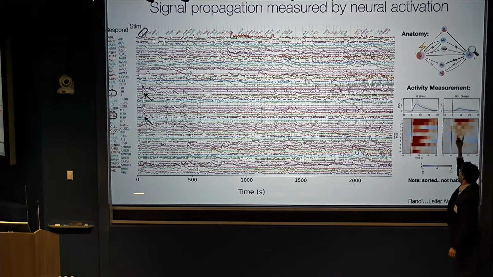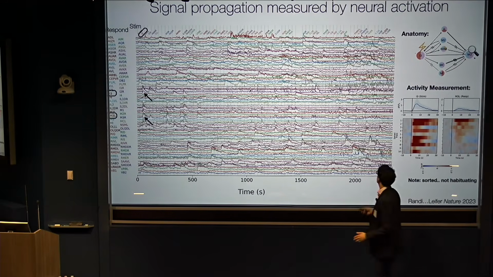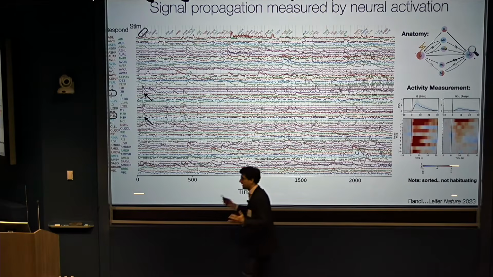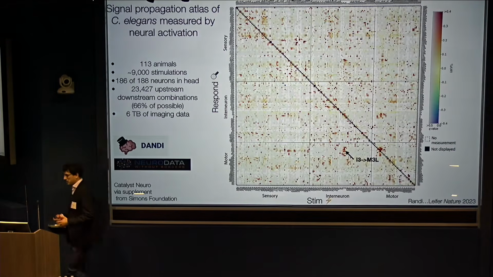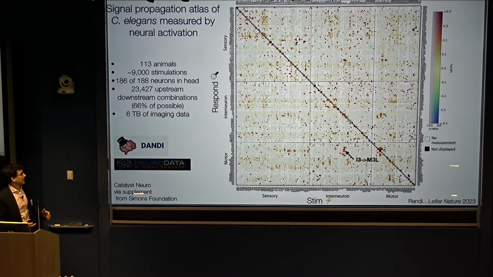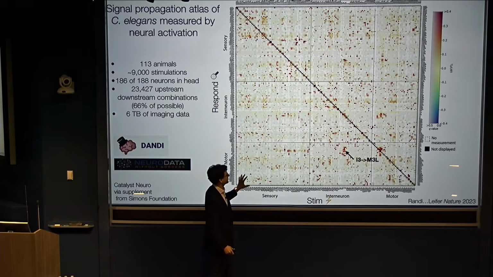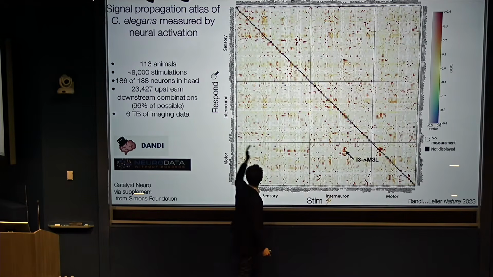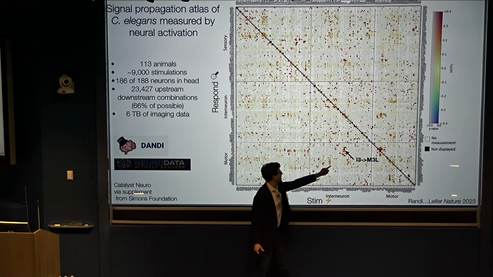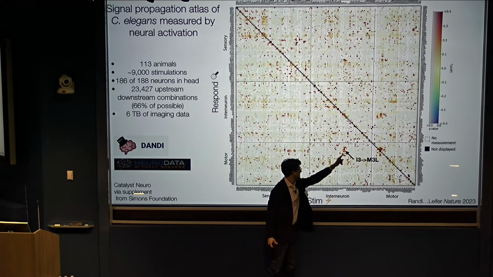So here I'm showing paired recordings. So you can see I3's response to stimulus and M3L's response. And one of the ways we can represent this is we can take an average, so we can look at the average response. And we did this over and over again, and we generated what we're calling an atlas. And one way to represent that is in this matrix. The way you read this matrix is, these are the neurons you stimulate, and these are the neurons that respond. And so I3 to M3L is just one pixel here.